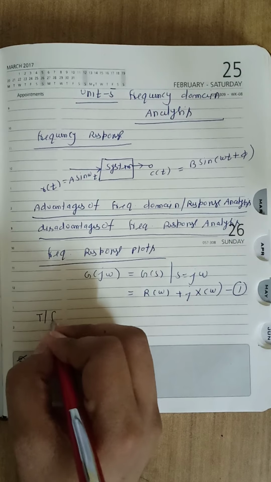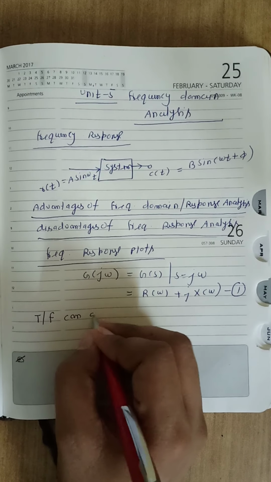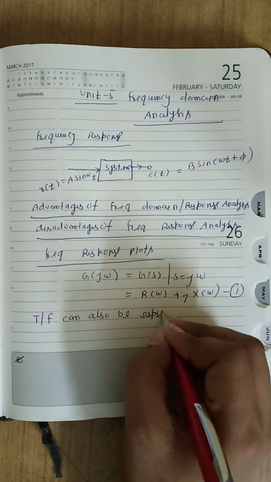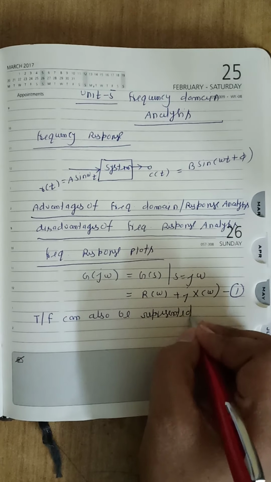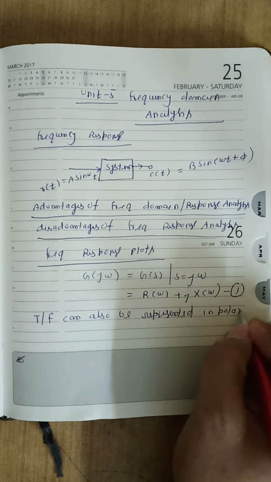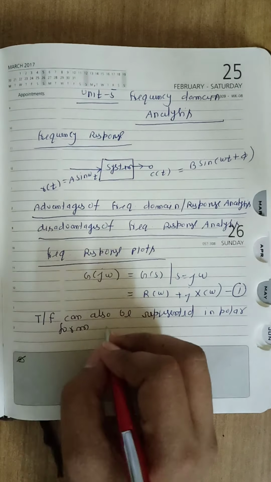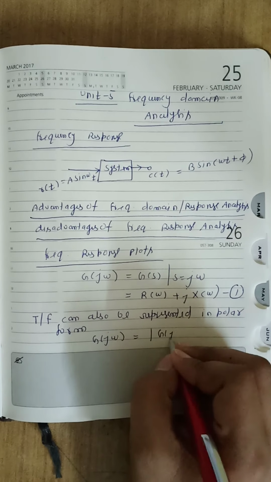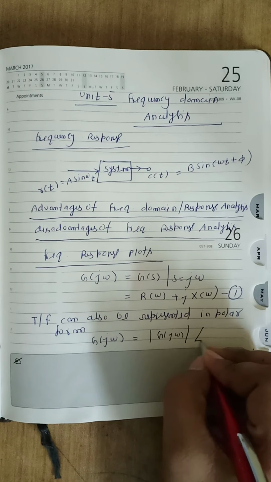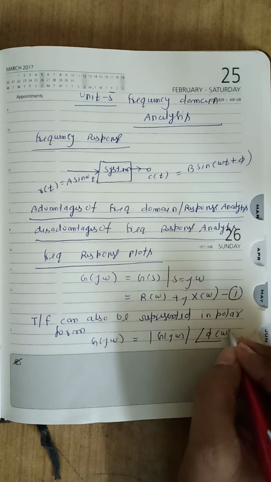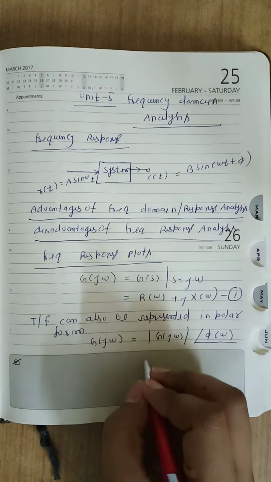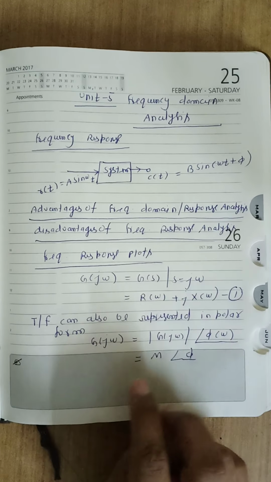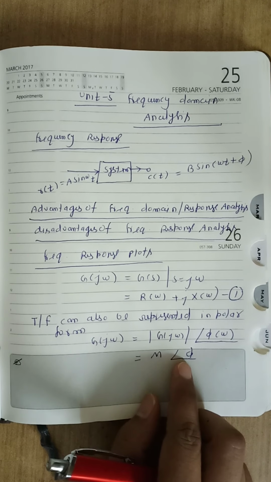The transfer function can also be represented in polar form, G(jω) equals the magnitude of G(jω) with the phase of G(jω), suppose φ(ω). We can write it as M∠φ. M means magnitude, and φ means phase angle.